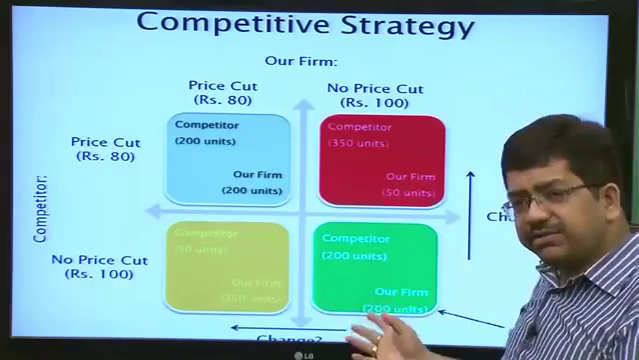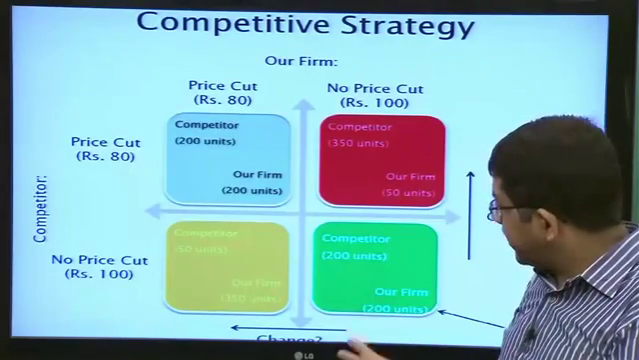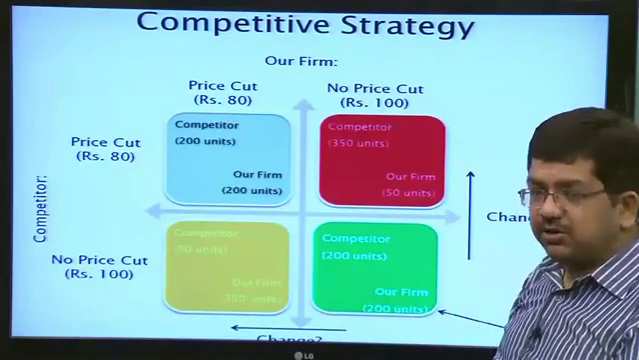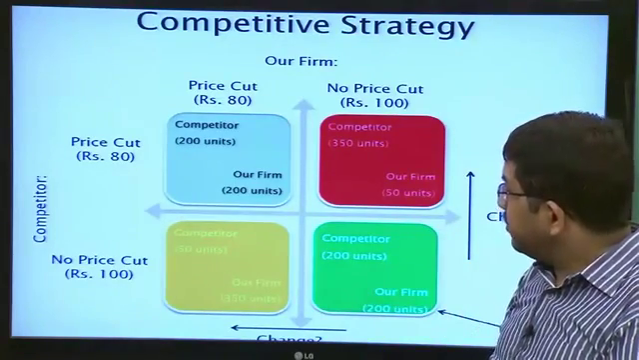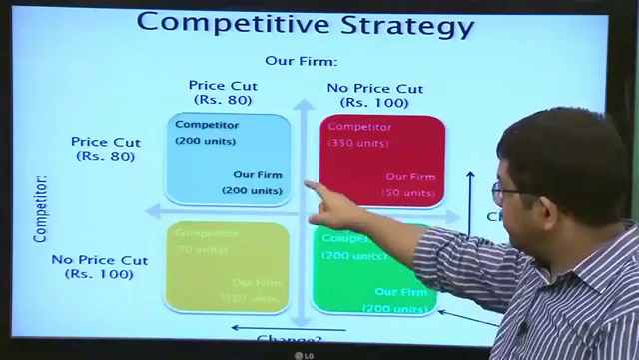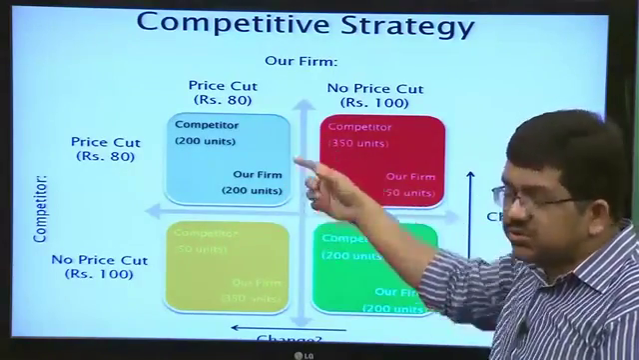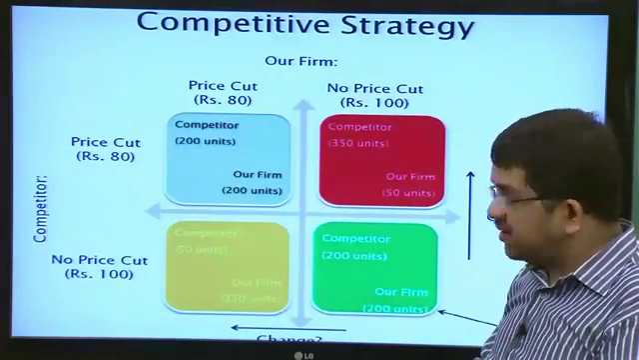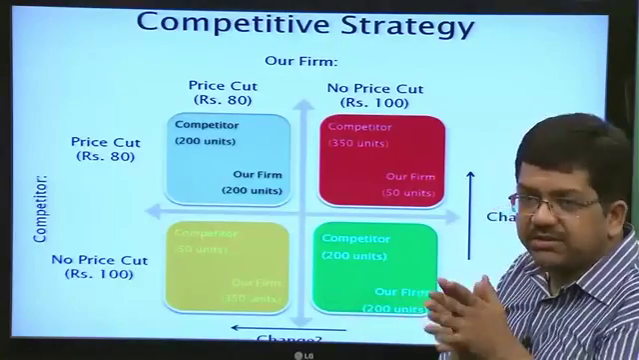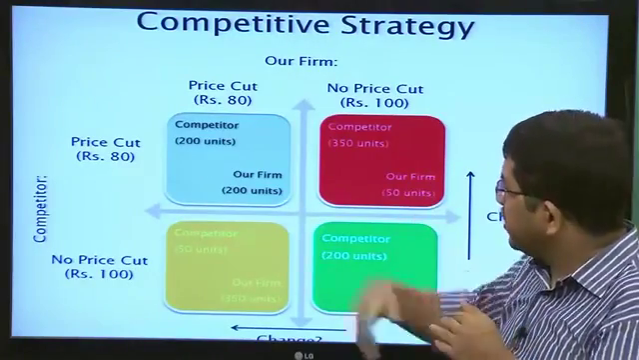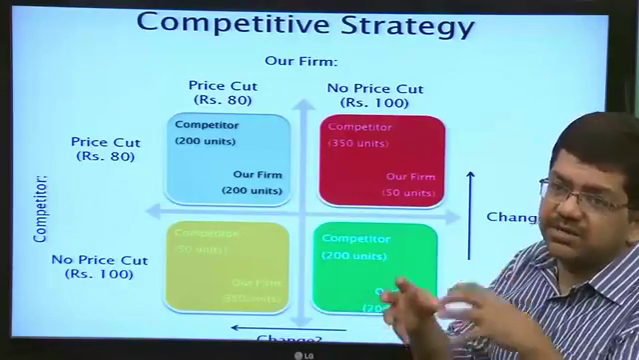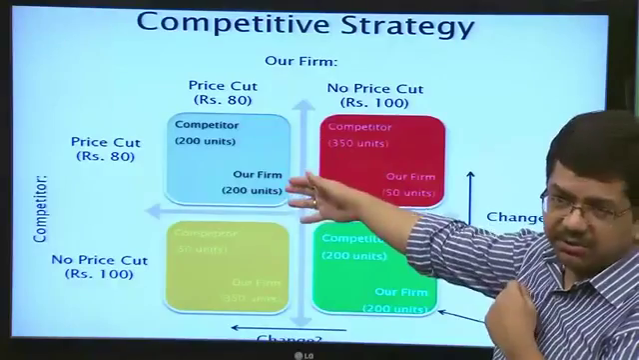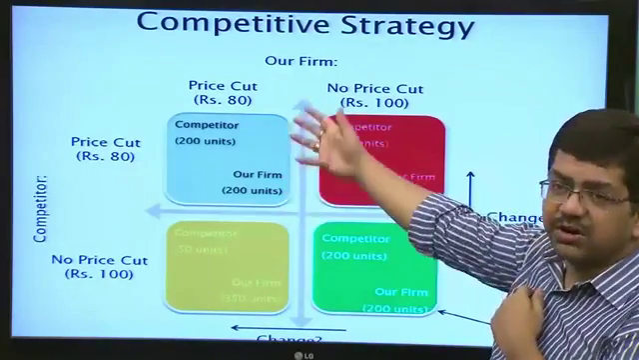Whichever player cuts the price, the other one will also think of changing the price point. What happens if your competitor also cuts the price and you also cut the price, and both of you reach rupees 80? If the total market demand does not change with the decrease in price, both of you are in a worse situation. Both of you will be selling a similar number of units, but your margins will go down drastically.